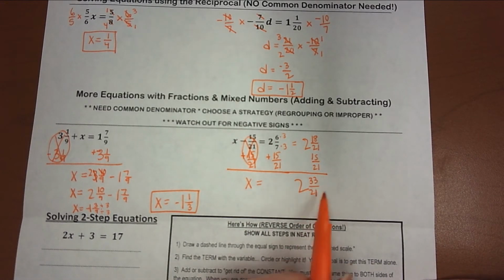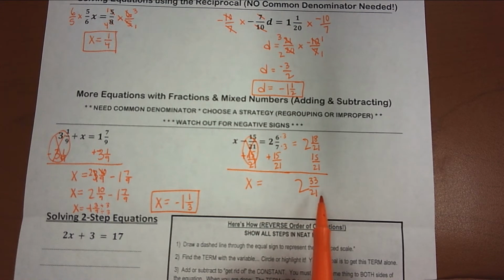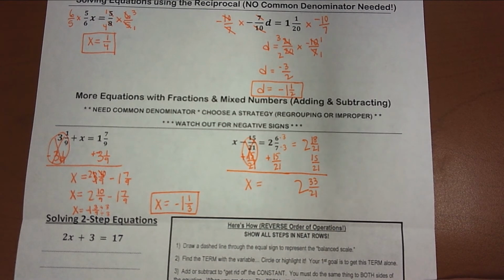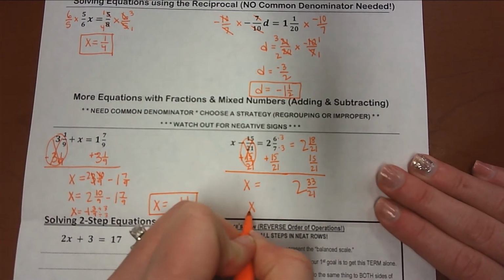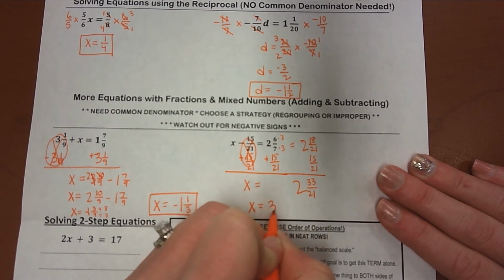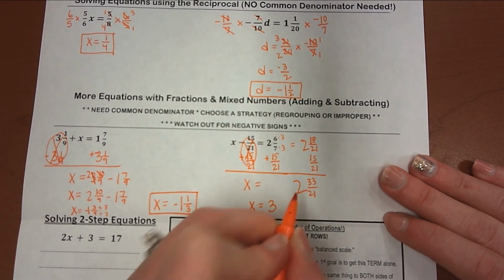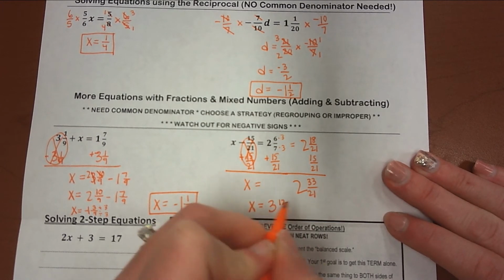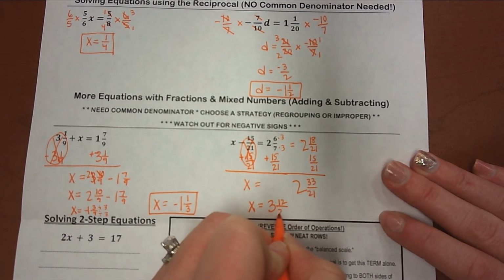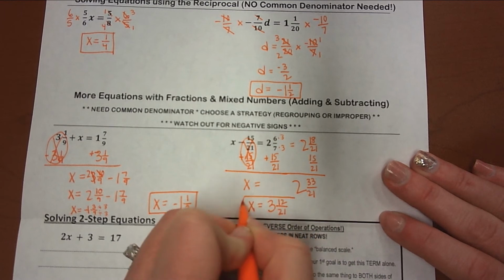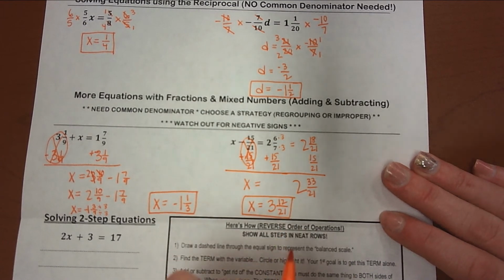However, this is an improper fraction, so we're going to have to say how many times can 21 go into 33, and that's 1. So I'm going to add 1 to 2, add 1 to my whole number, and that makes this 3. And then I have 12 left over. 21 goes into 33 once with 12 left over, so I've got x equals 3 and 12 over 21.